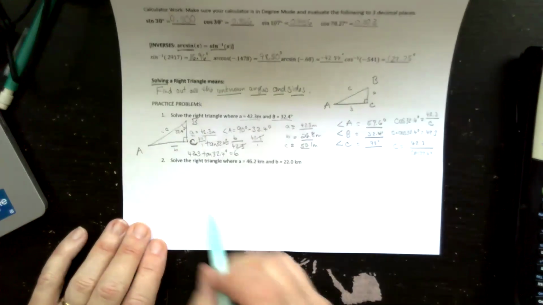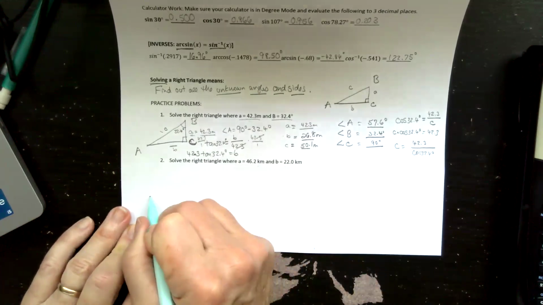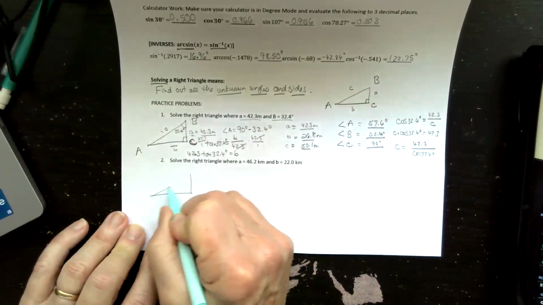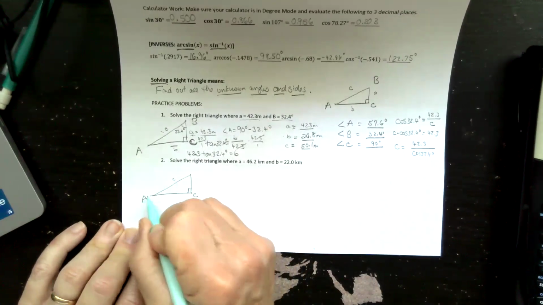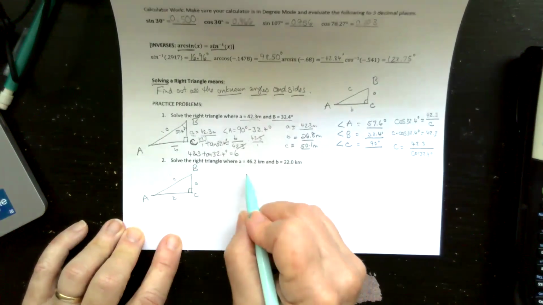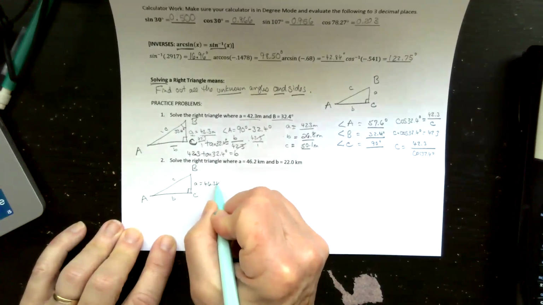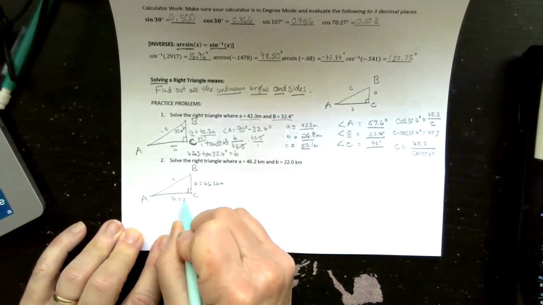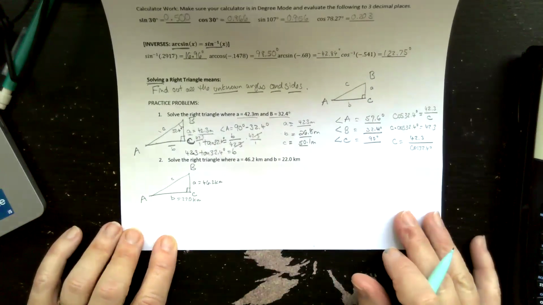Last example. Solve the right triangle where A is this and B is this. Okay, so here is my triangle. This is C, this is little c. This is A, this is little a. This is B, this is little b. What did they tell me? They told me that A was 46.2 kilometers and that B is 22.0 kilometers. And they didn't tell me any angles.